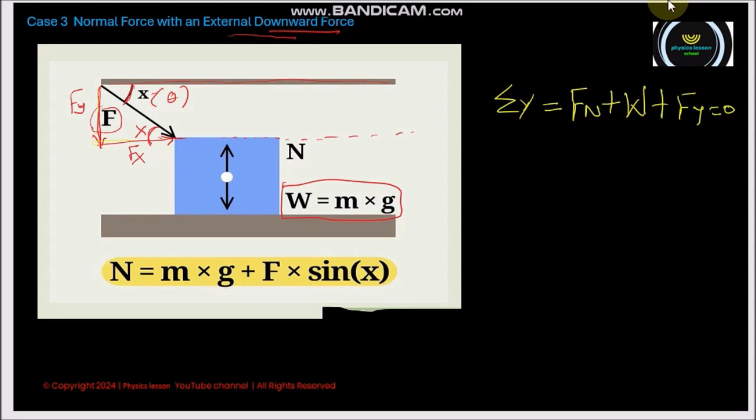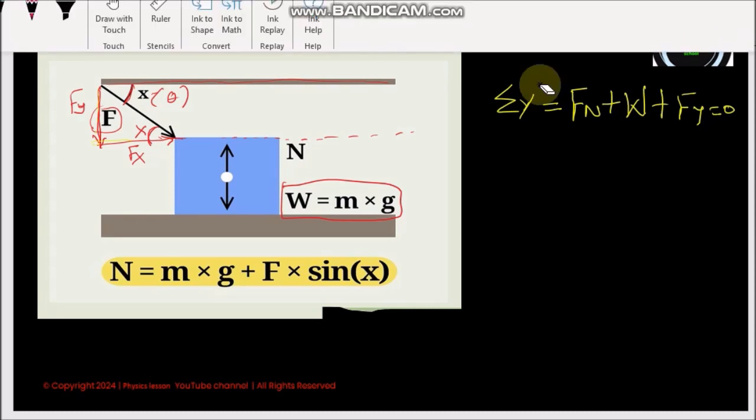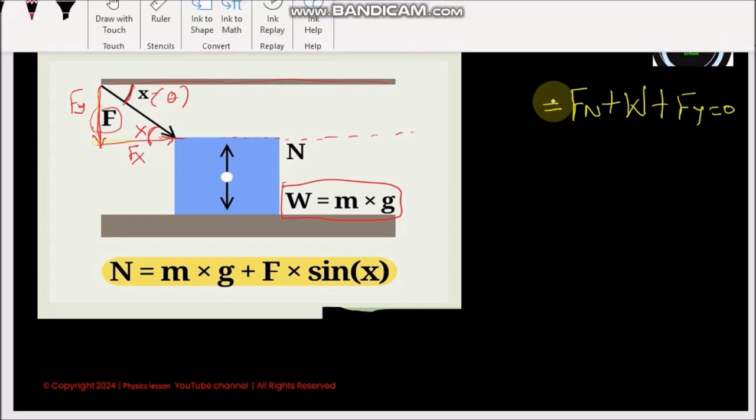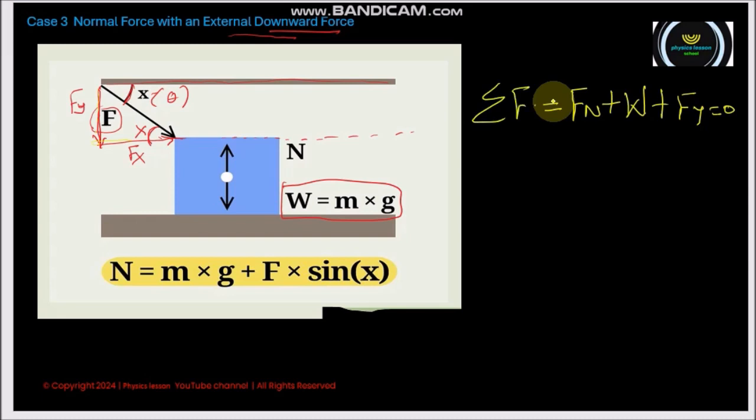Alright, we have the summation of all the forces across the y. That means we are using the vertical, which is equal to 0. But you know, force is a vector physical quantity. Now let's put again the direction. Look at the normal force, look at the downward force, the weight, look again at the Fy.